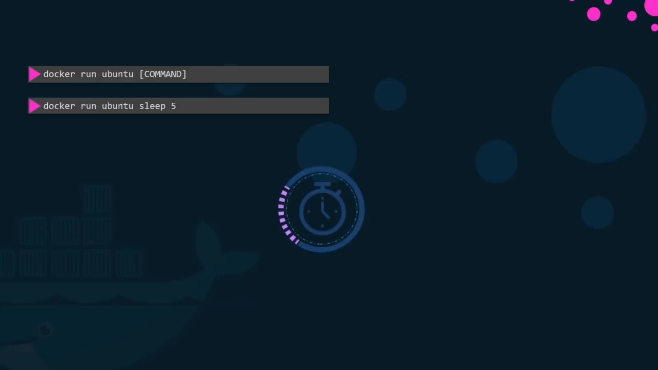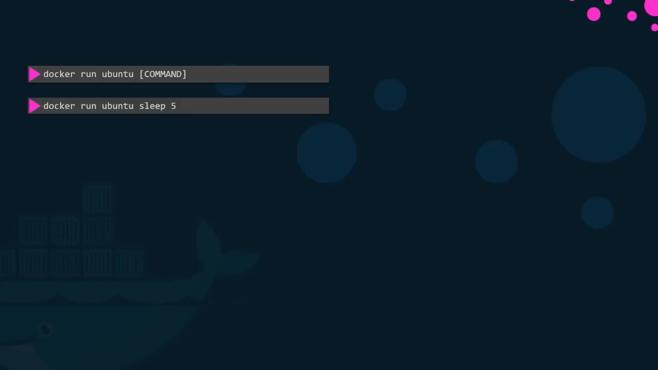So how do you specify a different command to start the container? One option is to append a command to the docker run command, and that way it overrides the default command specified within the image. In this case, I run the docker run ubuntu command with the sleep 5 command as the added option. This way, when the container starts, it runs the sleep program, waits for 5 seconds, and then exits.